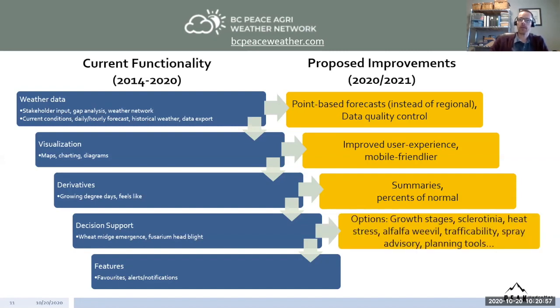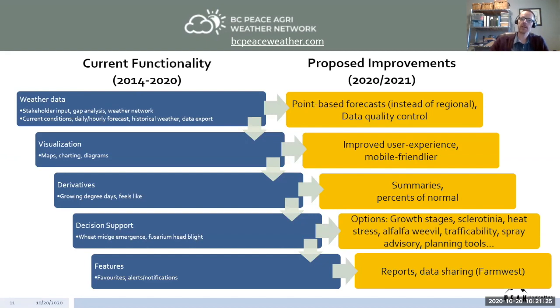And this is currently underway just in terms of some stakeholder feedback. The next little while, what are the next steps: growth stages, sclerotinia for canola, heat stress, alfalfa weevil, trafficability, spray advisories, just some of the options right now in terms of what will be the next things to be added, what would be the most useful to the growers, to the industry, that type of thing. So those will be the next steps. And finally, things like reports, data sharing to Farm West specifically. So just where it's going.